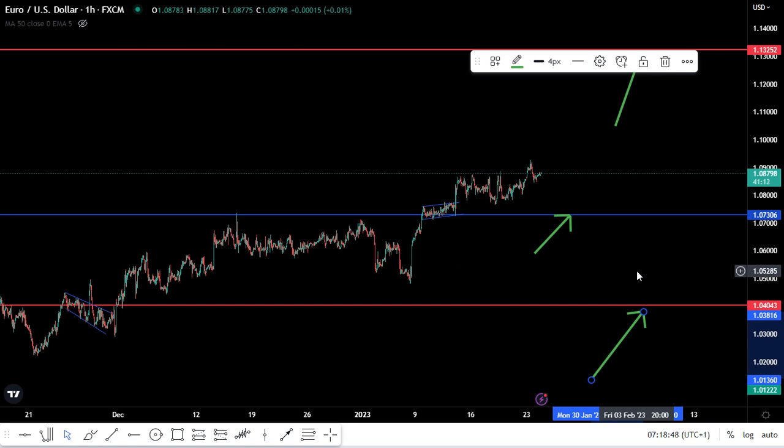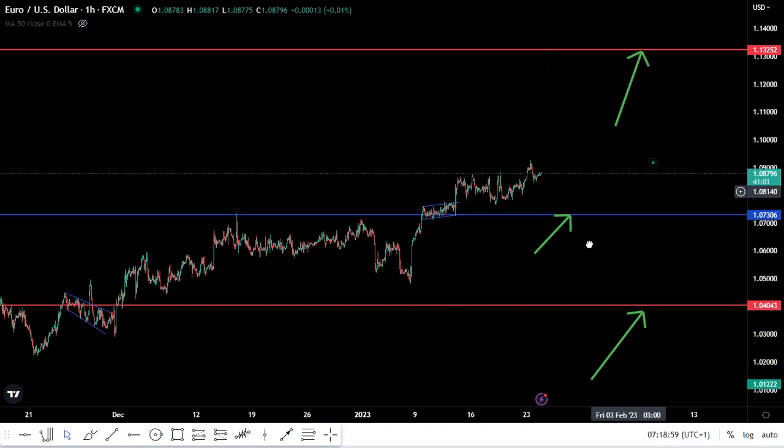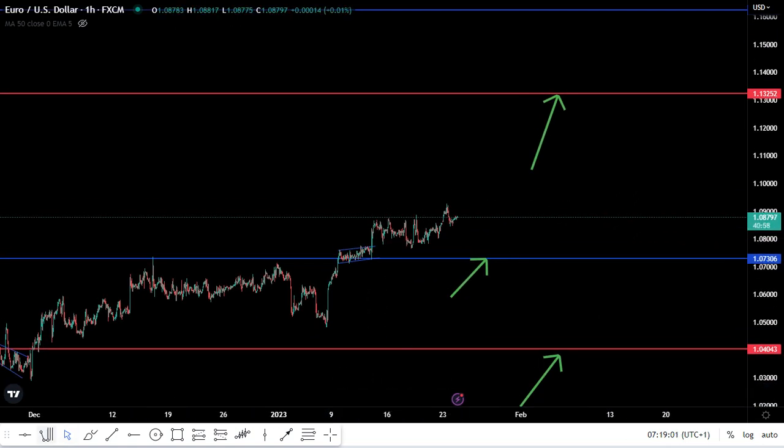You are now waiting for the price to come. Once the price approaches this level, you start thinking of how the price comes to this level. Are we having any pattern? Are we having any candlestick pattern? What are we having at this level? So these are the levels you are going to be looking out for.